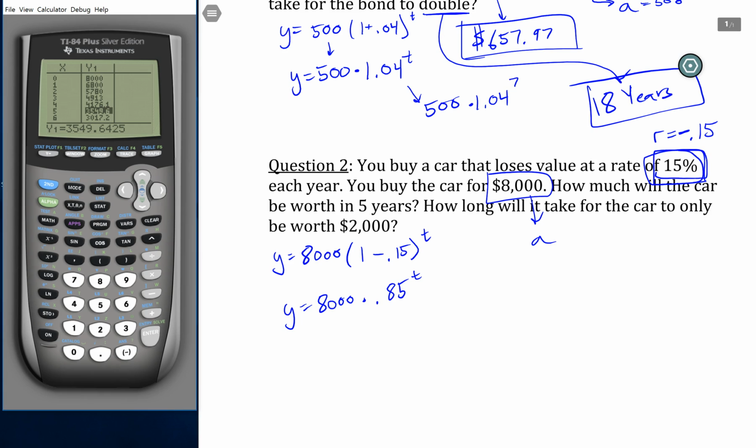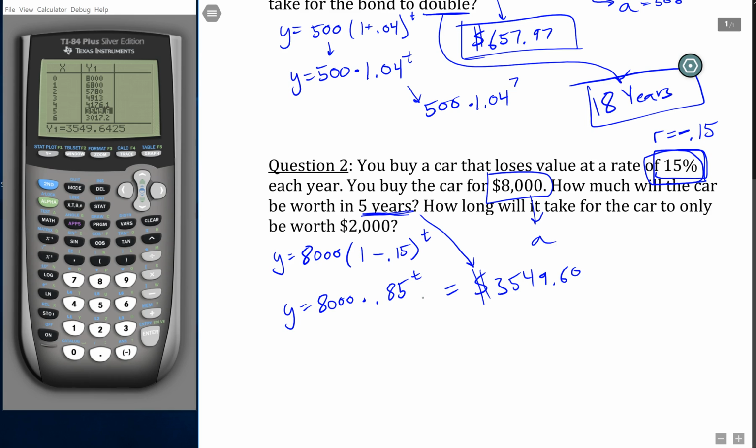After 5 years, because that's our first question, how much will it be worth in 5 years? It is going to be worth, looks like, $3,549.6. It has lost a ton of value. It was originally $8,000. Now it's under half of its original value. Not good for your car. Might not want to sell that. Might want to use it forever. Notice that this is exactly what you would have got had you replaced the t with 5 and just entered this into your calculator, just like you've been doing by hand all the other times.